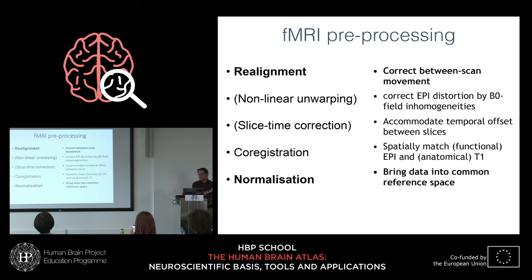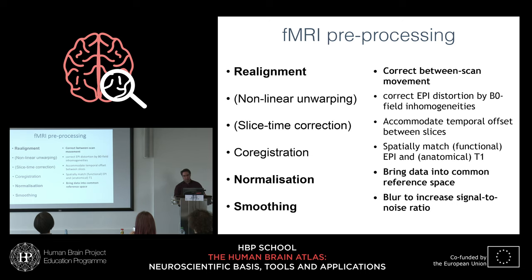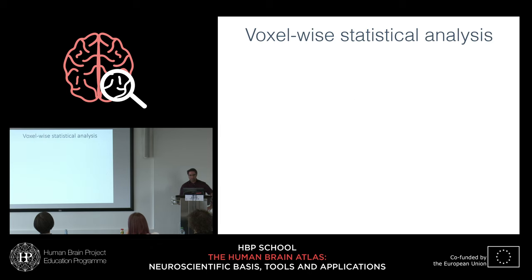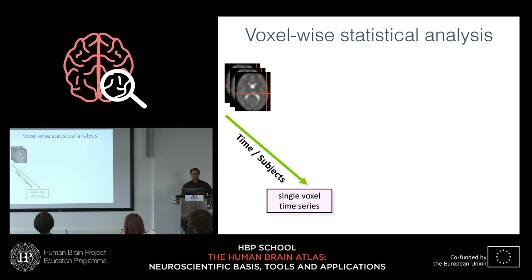Everything else that you can do in pre-processing is more of an optional optimization. But the two critical aspects are motion correction and spatial normalization. And then usually also some form of spatial blurring to increase the signal-to-noise ratio. So once we've done that, this is what we have.